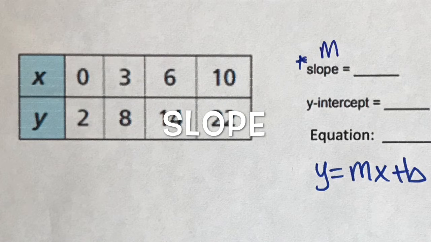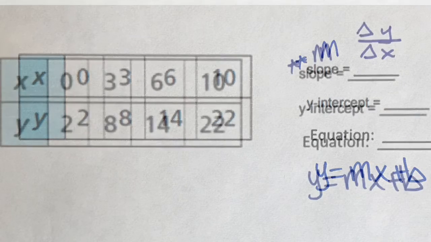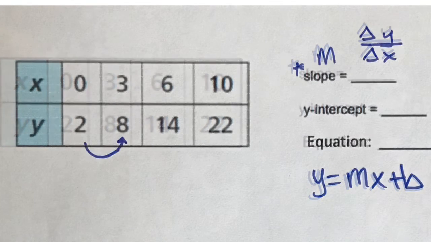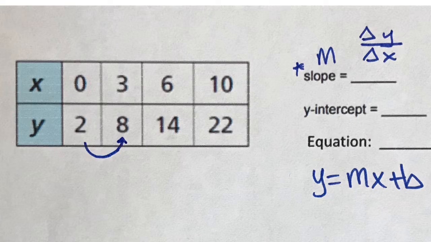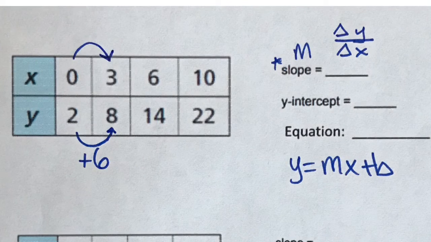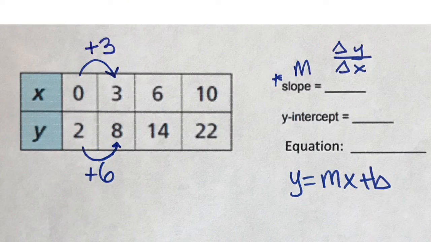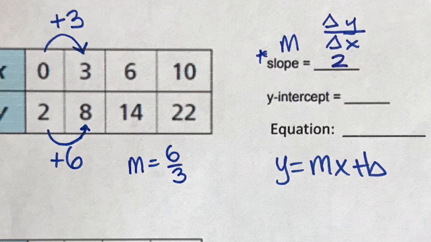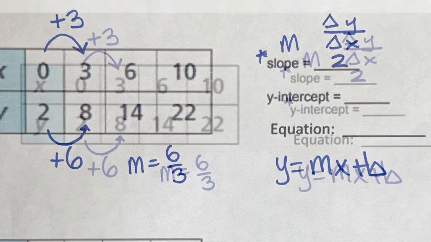The slope is m. In this case, we can't see rise over run, so we're going to use the change in y over the change in x to find the slope. Pick any two numbers from the y column, and how far do you go to get from 2 to 8? That's plus 6. So that's going to be how much y changes. Pick the corresponding numbers on the x side from 0 to 3, and that's a change of positive 3. Now I can take those two numbers and put them in a ratio, 6 over 3, and that's going to be our slope.